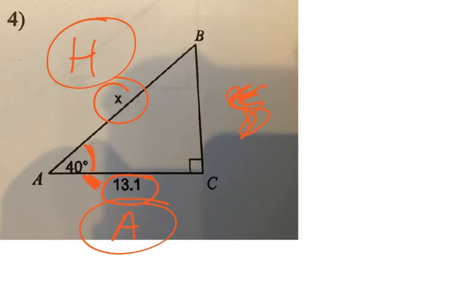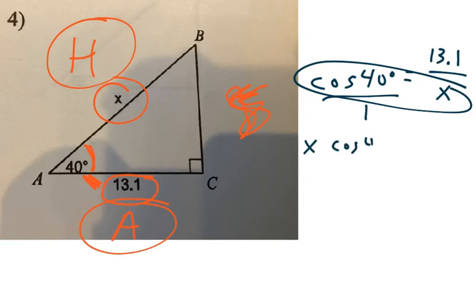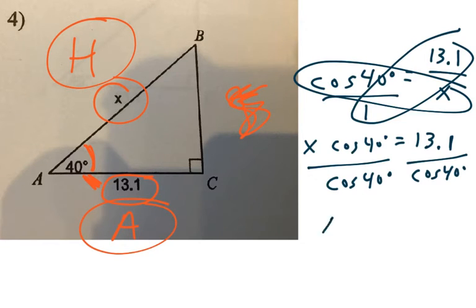So we know that the cosine of 40 degrees has to be its adjacent side divided by the hypotenuse. Again, we're going to have to do the put it over 1 trick and cross multiply. So we'll have X times the cosine of 40 degrees equals 1 times 13.1, of course, is 13.1. We end up dividing by the cosine of 40 degrees. X will equal that right there.